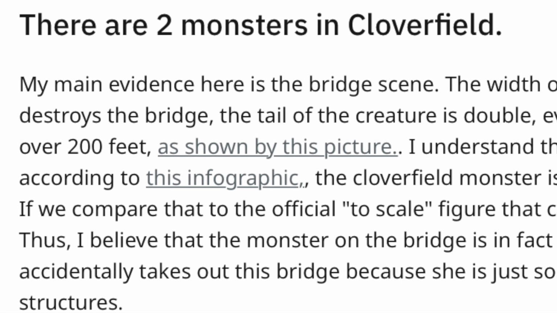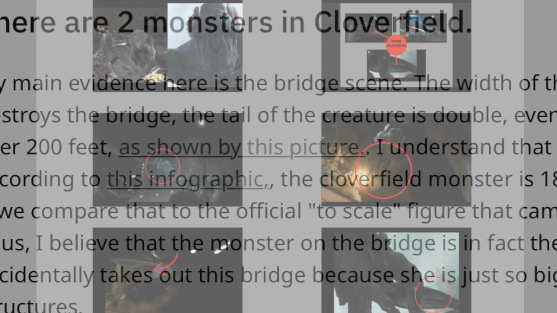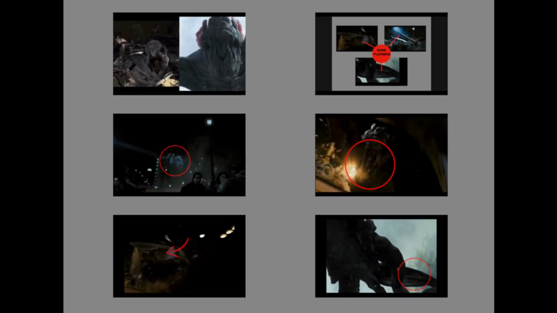Now, while the theory of two monsters is certainly an interesting one that caught my attention for quite a while, I have to follow the evidence. Evidence that very clearly disproves the theory that there are two monsters.